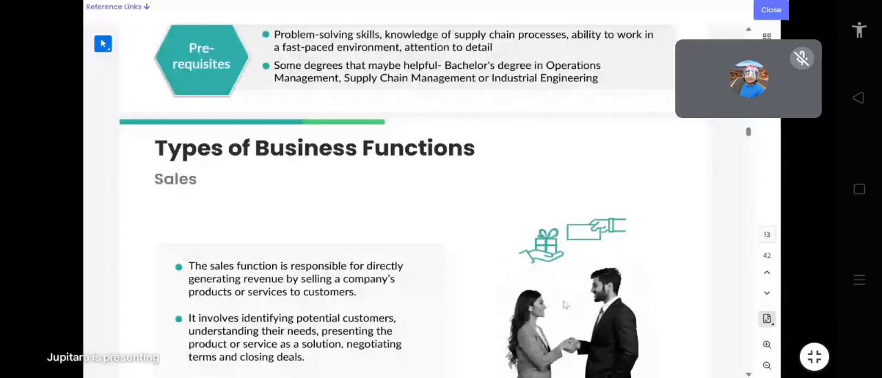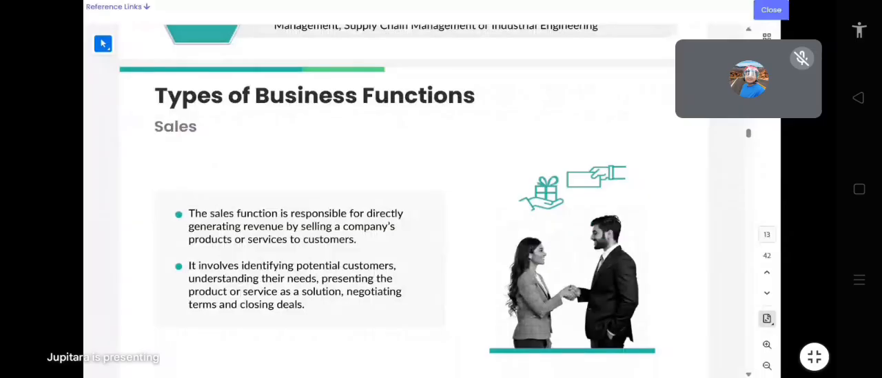Then sales. Marketing and sales are not the same. Marketing is where you are providing awareness of your brand to the consumers or the customers. Sales is where you are directly responsible for selling or generating revenue or generating profit by selling the company's products or services. Okay. It involves identifying potential customers, understanding their needs, presenting the product as a solution.